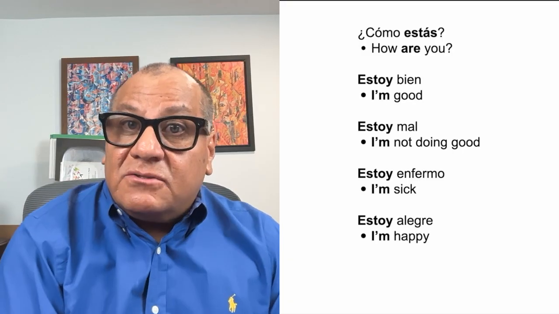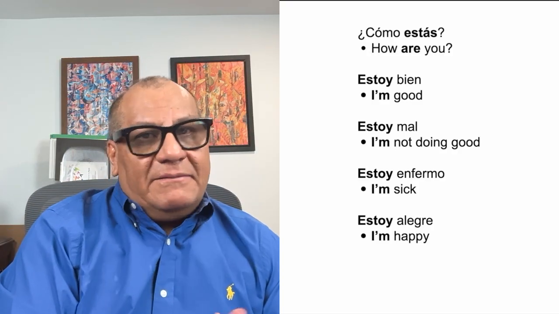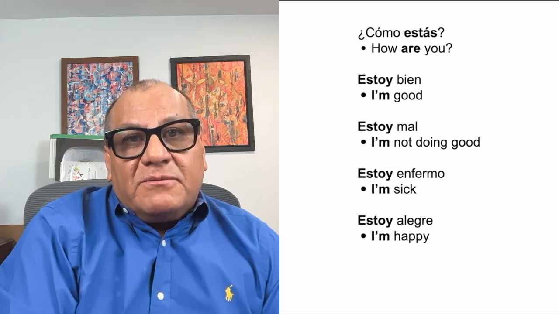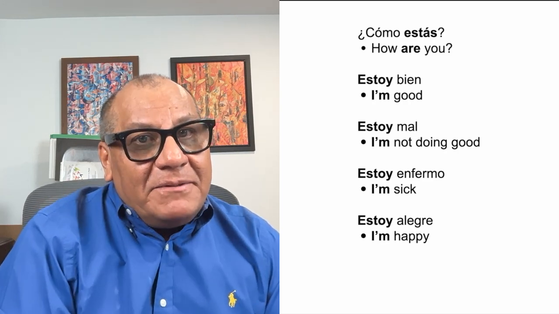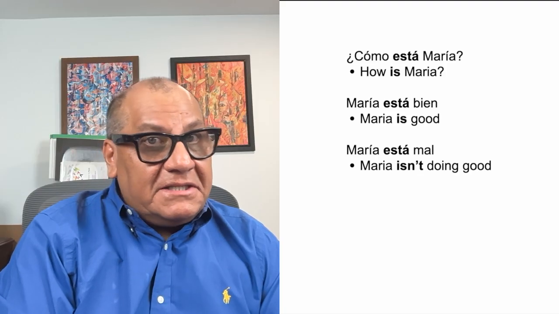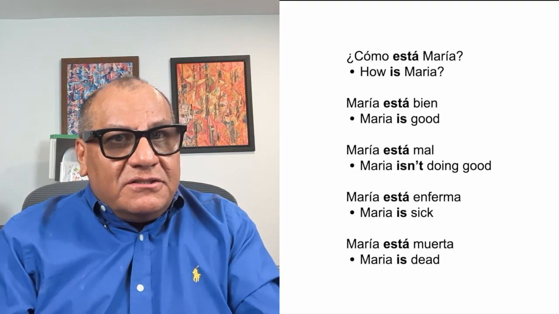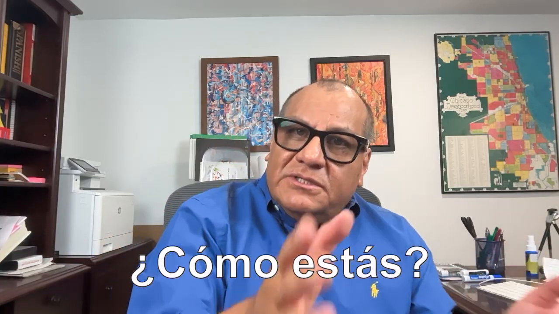¿Cómo estás? Estoy alegre. Estoy bien, I'm good, I'm well. Estoy mal, I'm not doing good, I'm bad. Estoy enfermo, I'm sick. Estoy alegre, I am happy. Estoy triste, I am sad. ¿Cómo está María? María está bien. María está mal. María está enferma. María está muerta. Right? Those are all conditions. It goes back to the question, ¿cómo estás? You will learn how to use them as conditions, but this is the explanation behind.